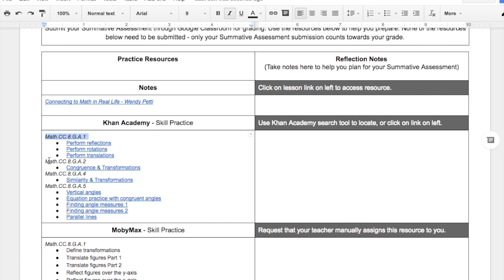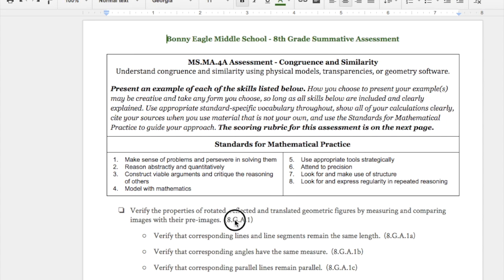Now, one example we look at is Khan Academy. You can see here under Khan Academy, each of the Common Core codes are listed beside every skill. This is the same with the summative assessment. You can see the Common Core skills are also listed alongside every skill you're being asked to prove.